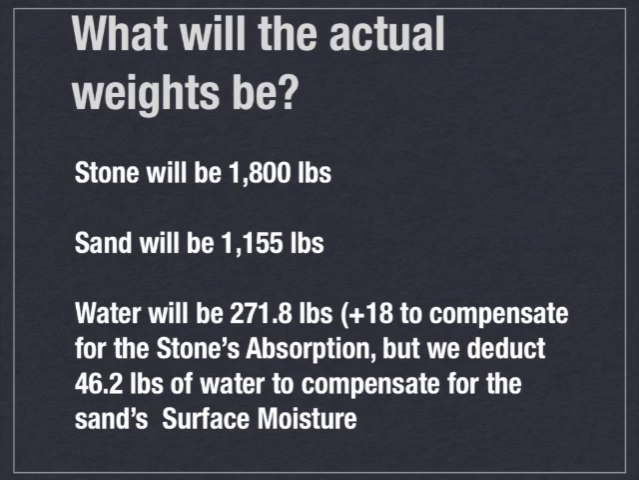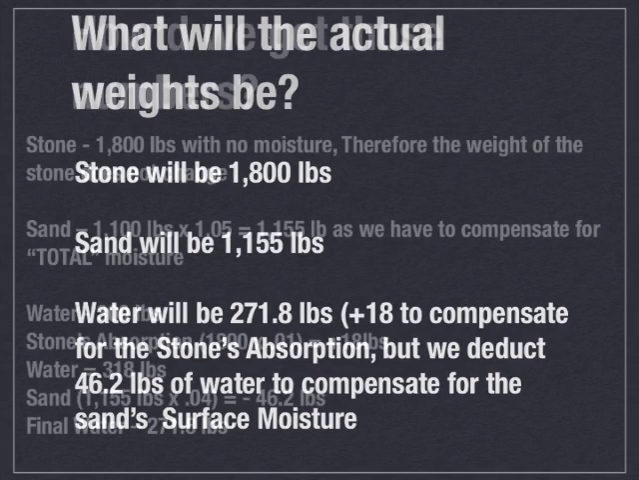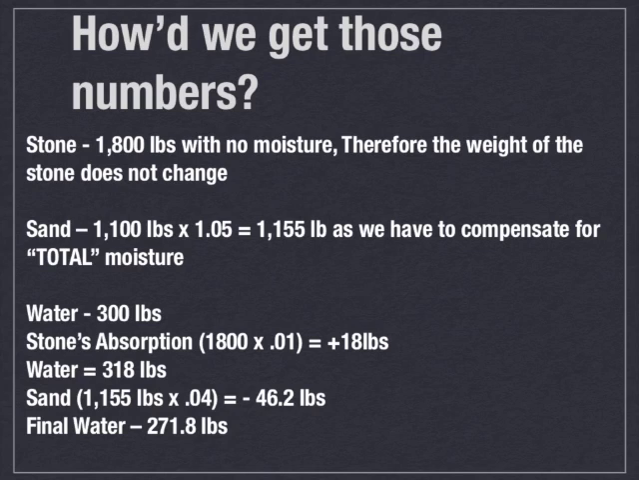1,800 pounds of stone, 1,155 pounds of sand, and the water that's going to be added to this mix comes out to 271.8 pounds. So how did we get those numbers? Go ahead and take a moment and look at the solution before we move on to specific gravity of aggregates.